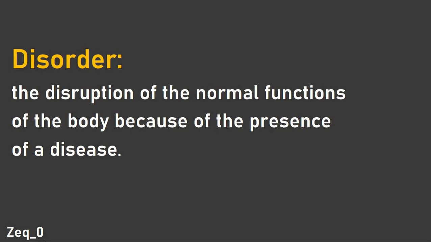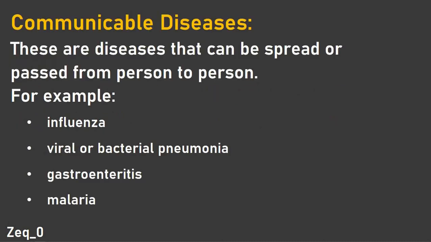A disorder is a disruption of a normal function in the body because of the presence of a disease. So a disorder is always a consequence of a disease. If there's no disease, there will be no disorder. So disorders are products of diseases. It is a disruption of the normal function in the body because of the presence of a disease. So diseases split into two parts.